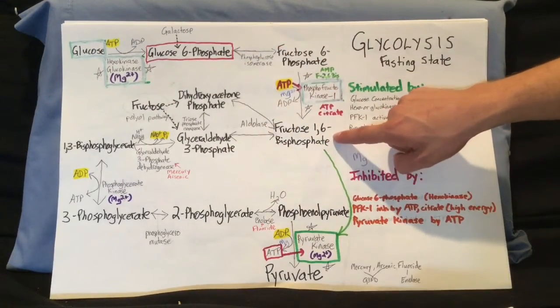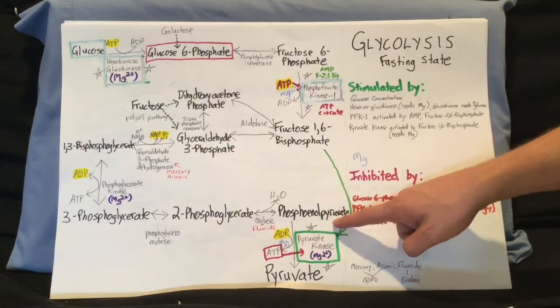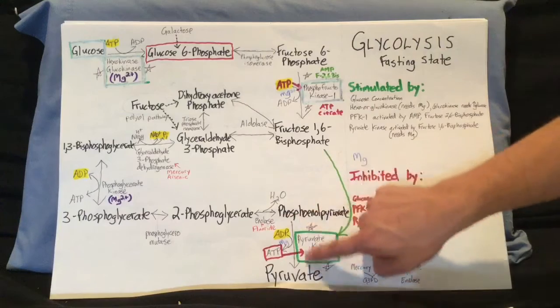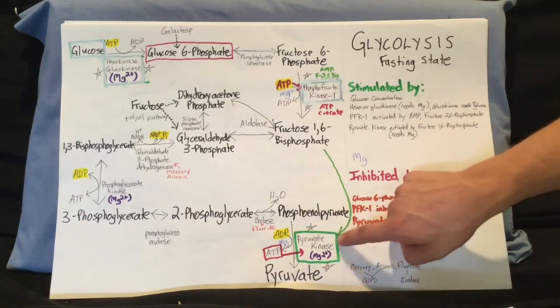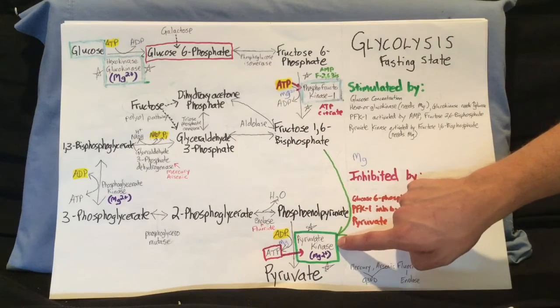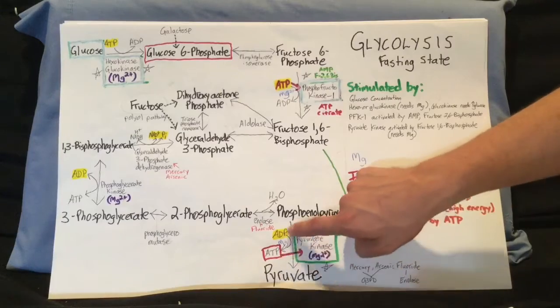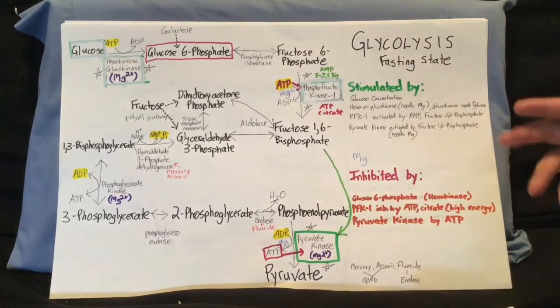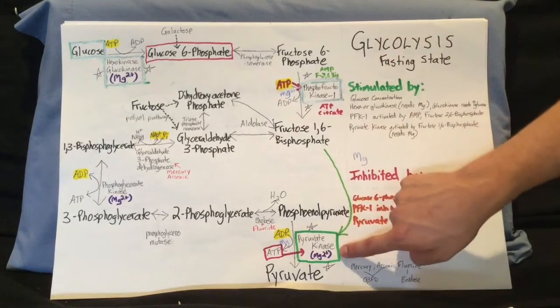Now we have fructose 1,6-bisphosphate, which travels through the rest of the pathway till we get to PEP, another rate-limiting step, because again, this is not a reversible process. So PEP is converted to pyruvate by pyruvate kinase, which also needs magnesium, and we're now creating ATP from ADP. So these are the rate-limiting steps: hexokinase or glucokinase, phosphofructokinase, pyruvate kinase.